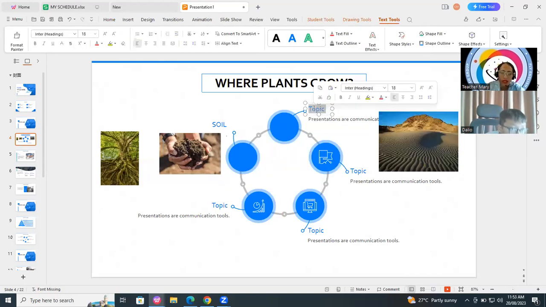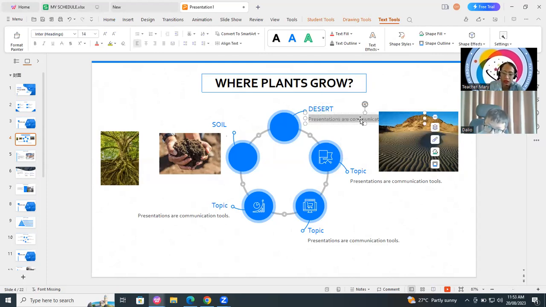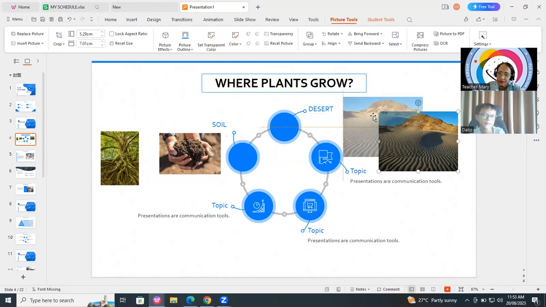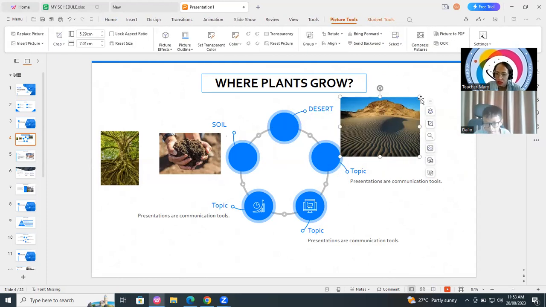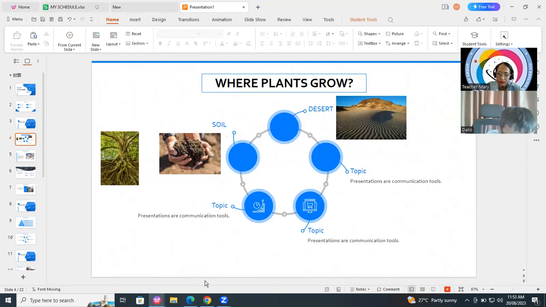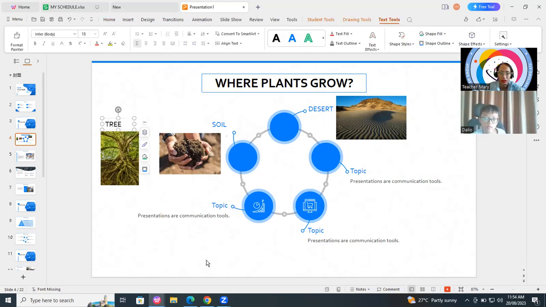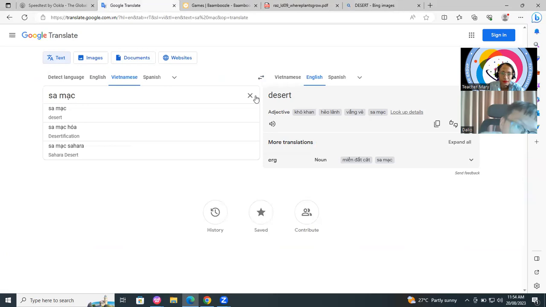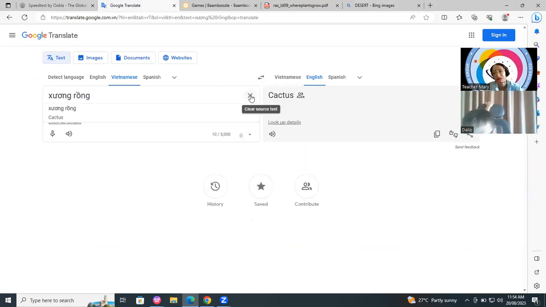Now, what kind of plant grows in a desert place? What kind of plant grows in a desert? All right, so what kind of plant grows in desert? So this is a tree. Wait, I'm gonna write a word here. Tree. Okay, this is sungrong. Okay, wait. What is sungrong? It is cactus.